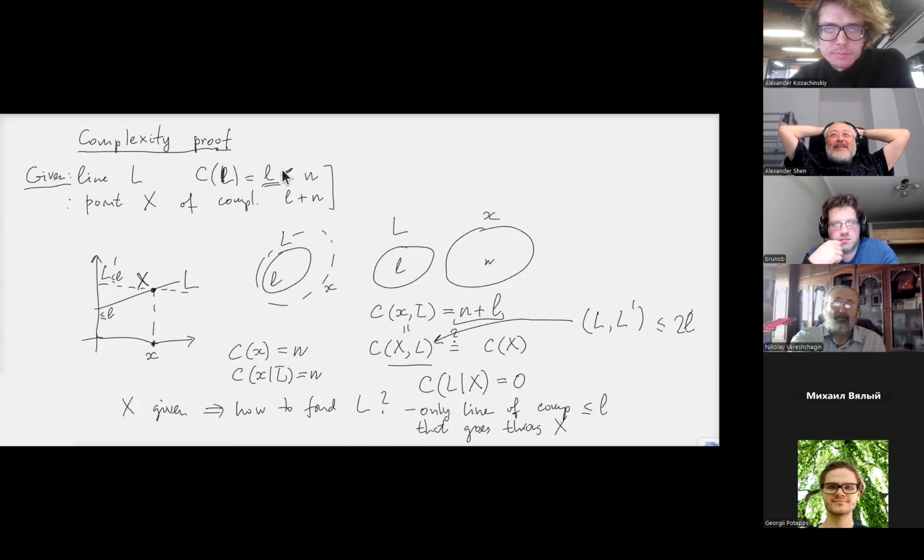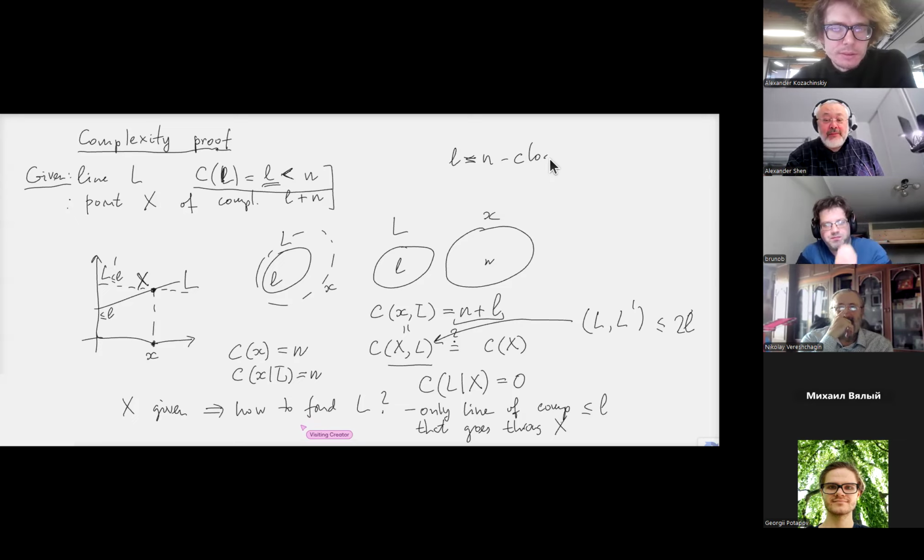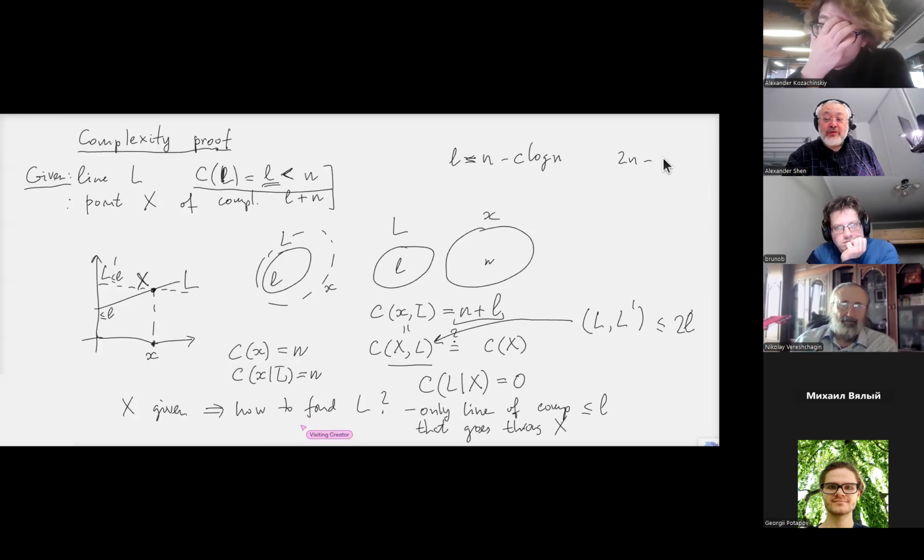Sasha doesn't believe me, I guess. I do believe you. So you agree with this? Yeah. I have a question now. Here we used that L is smaller than n. If L is just a bit smaller than n, if it's n minus c log n, then we find a point of complexity 2n minus some c log n, maybe another c.